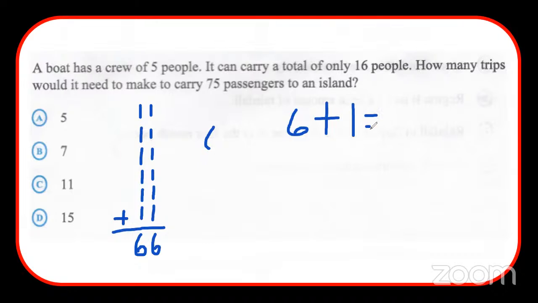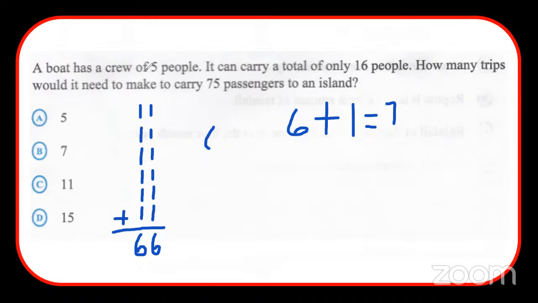All right, let me see if we're all on the same page. So we'll have 7 trips. So the correct answer would have to be B. All right, some people are saying 5. And I think you're saying 5 because you divided your 75 by 16. But we can't do that because we're talking about the crew people here. And the crew people is not like we have 5 different sets each time.